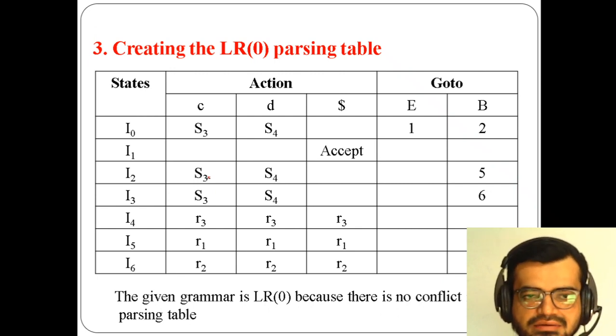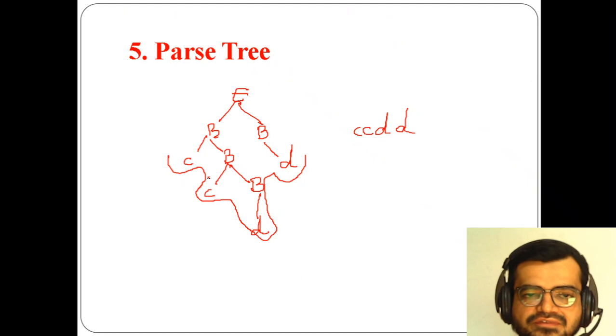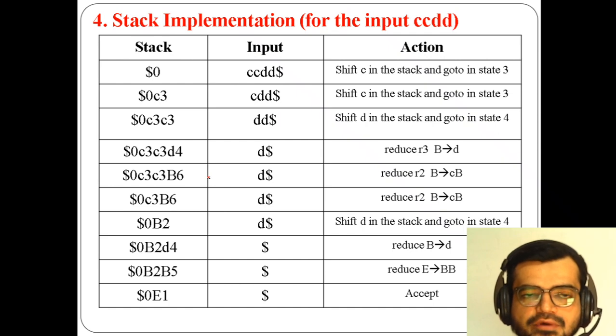After proving that the given grammar is LR(0), we took a stack implementation and one string, ccdd, which satisfies the given grammar. Finally, the last step was drawing a parse tree. We saw how the parse tree has to be drawn with the help of the given stack.